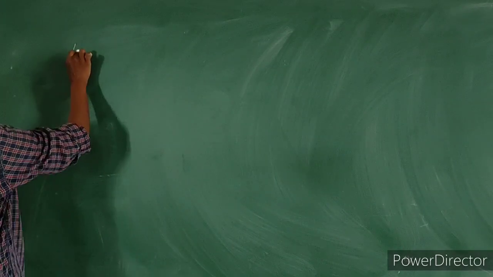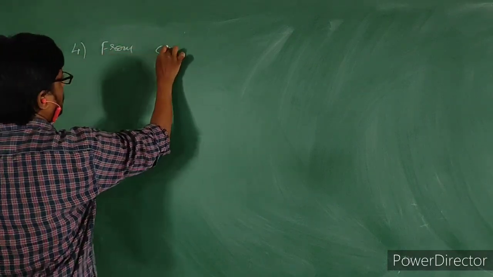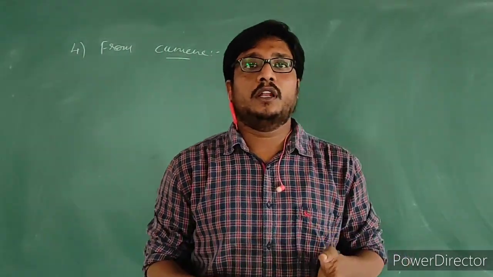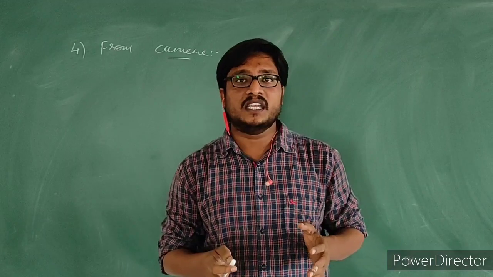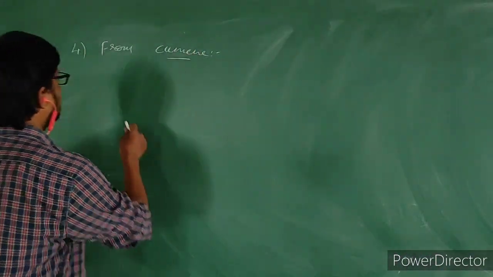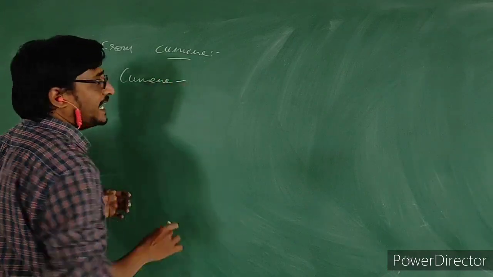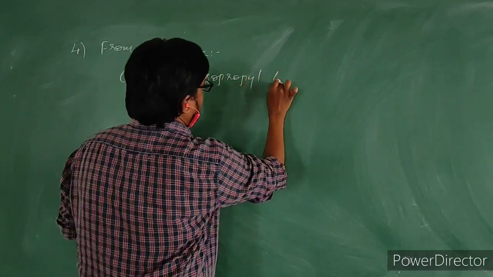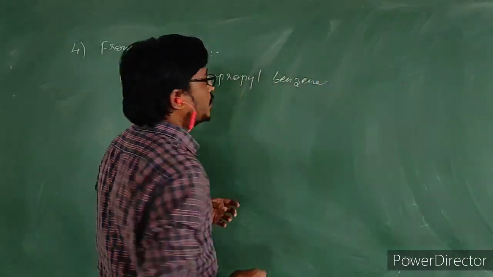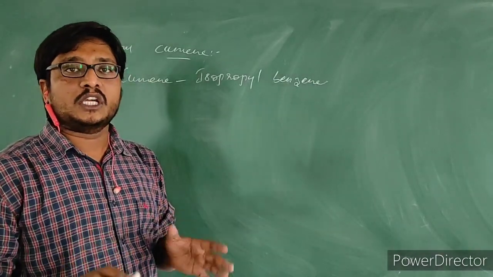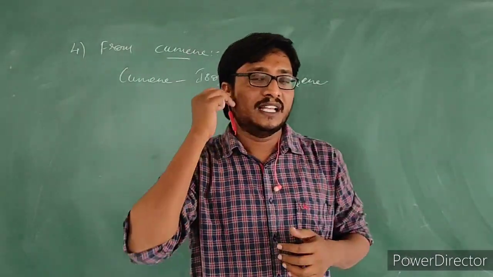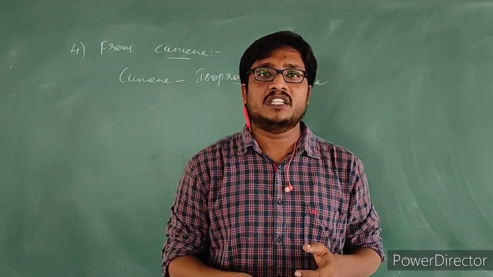The next method to prepare phenol is from cumene. So we can also prepare phenol from cumene. Let us first see what is cumene. Cumene is nothing but isopropyl benzene. We generally call it cumene. So we take this as the reactant in preparing phenol. Let us first see how isopropyl benzene gets produced.